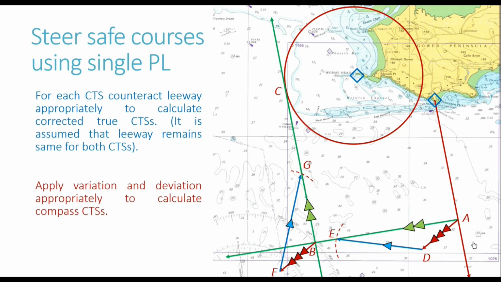Now, in case they have asked us to calculate the compass course to steer, we will have to find out the compass error by using variation and deviation. We apply the variation and deviation, or the compass error, to our CTS to find out the compass course to steer.